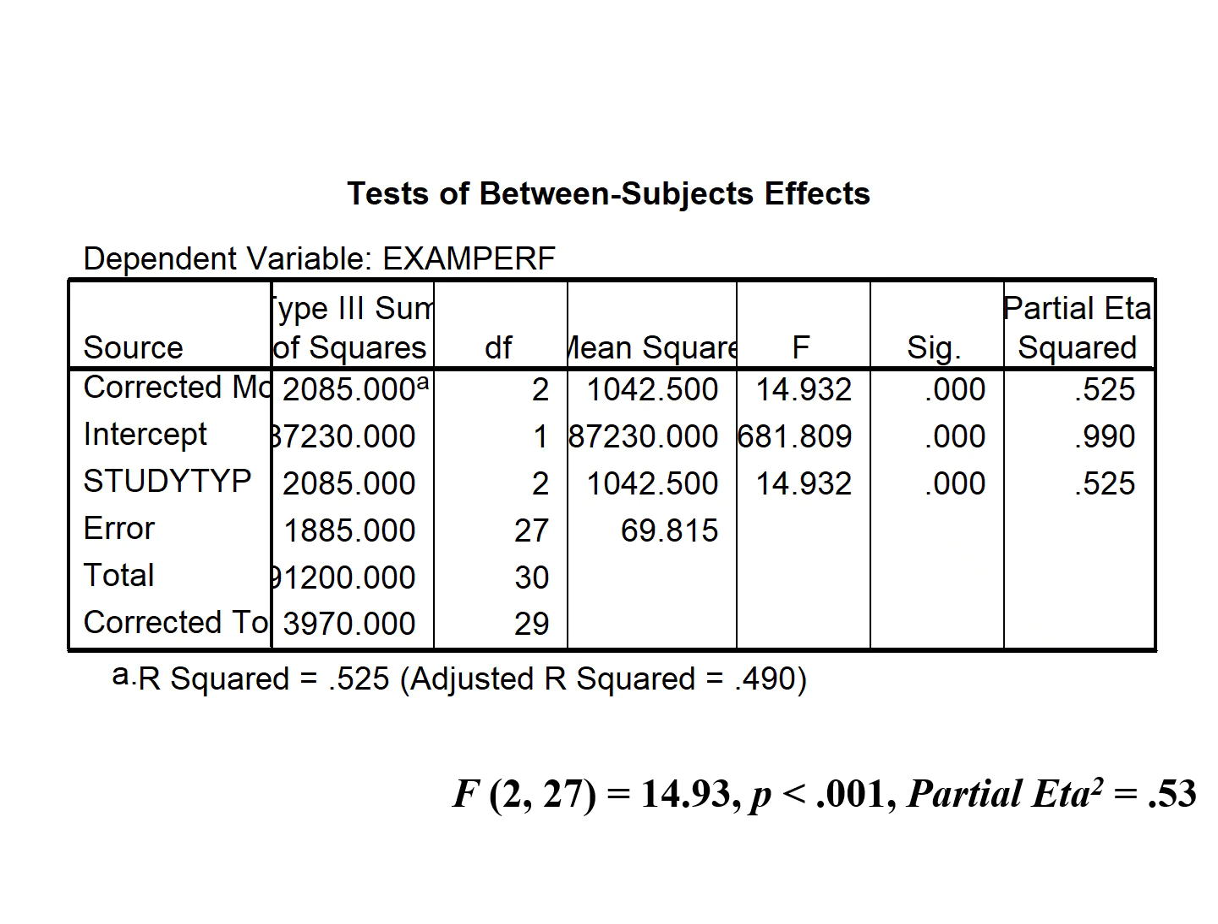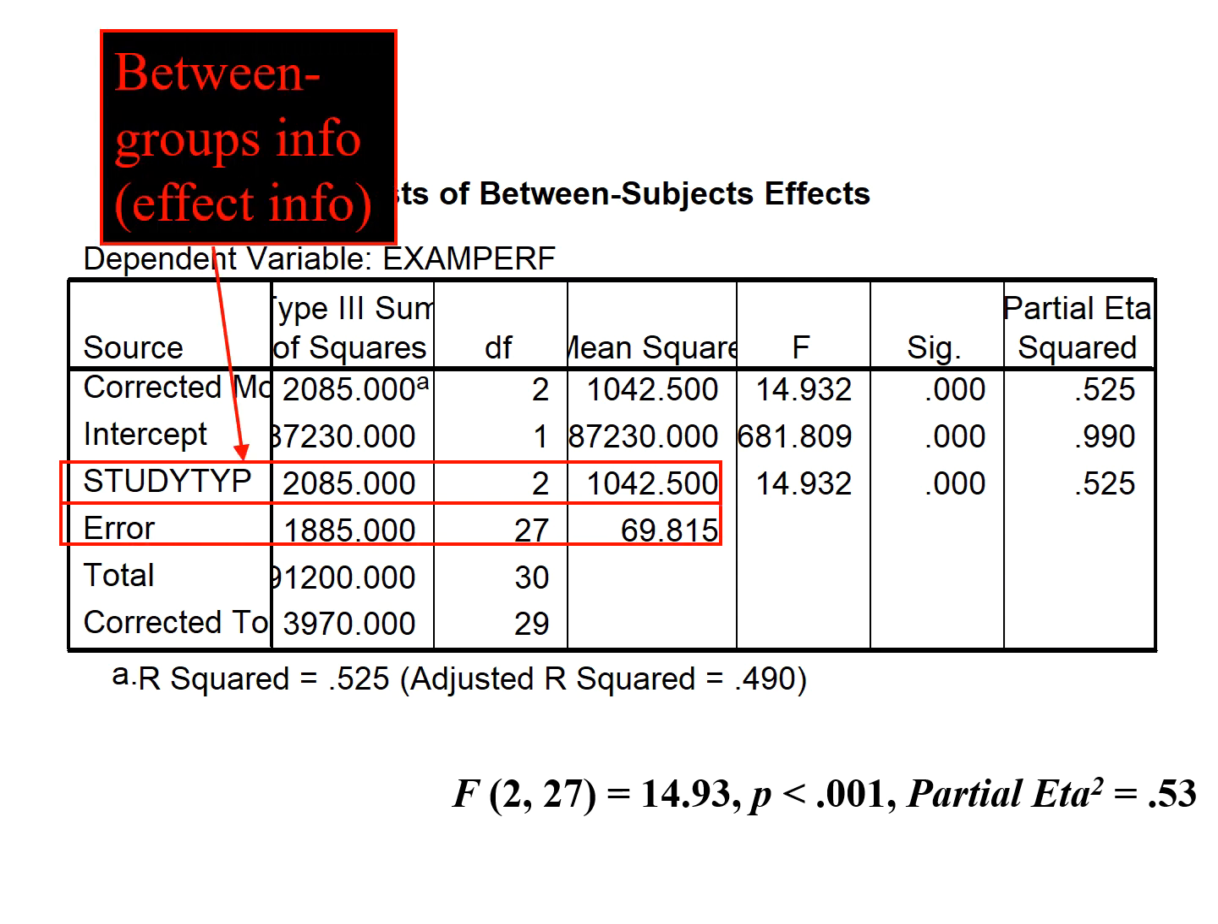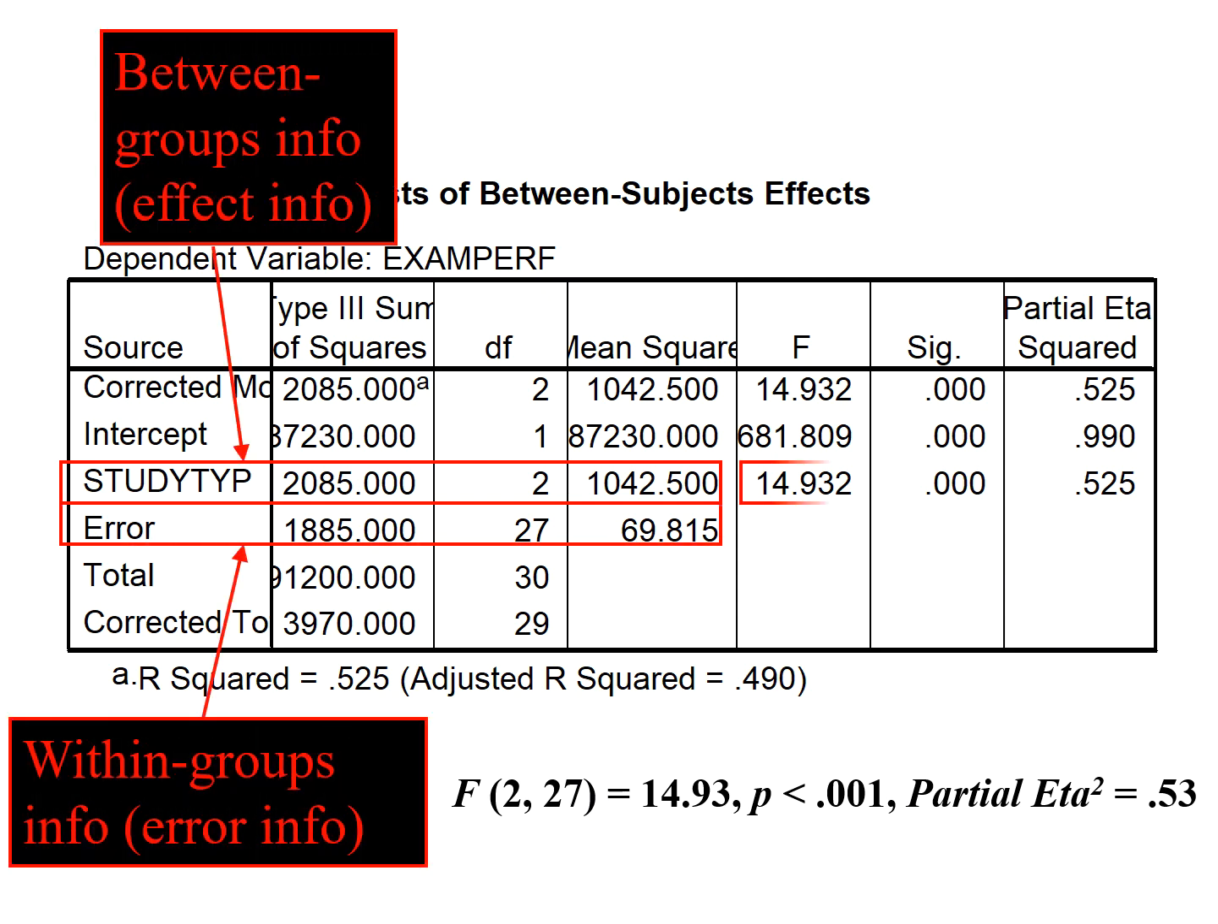And if we were doing this in SPSS, we would ignore the corrected model and intercept, the first 2 rows, and we'd be looking at the 3rd row, which will typically be named the actual independent variable name, in this case, study type. That's going to have, again, our degrees of freedom, our mean squares, and right below it is going to be our within measures, our error. Taking these 2, we're going to be able to actually calculate our F, then it'll look at significance, and SPSS will provide us our partial eta squared, which is a measure of effect size.